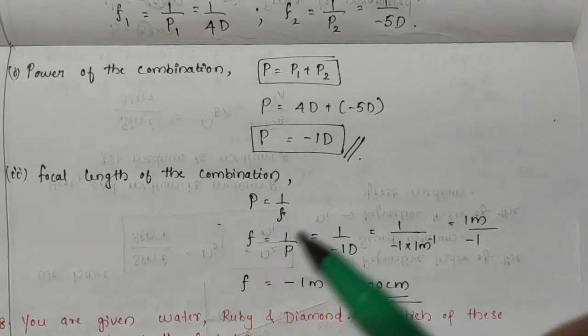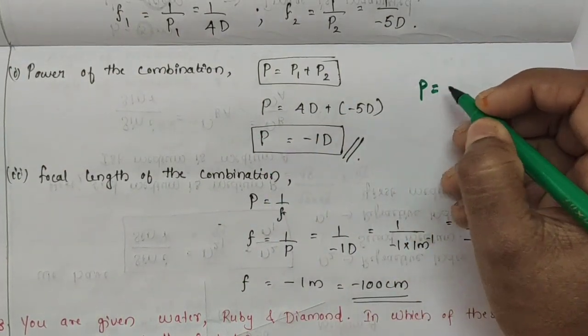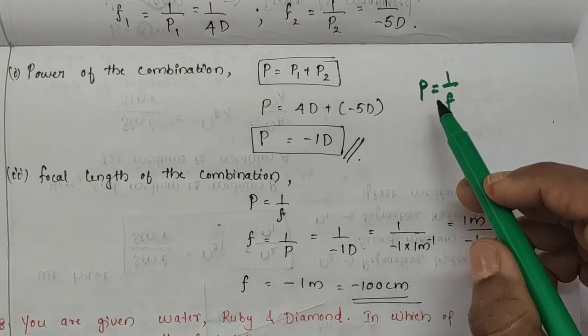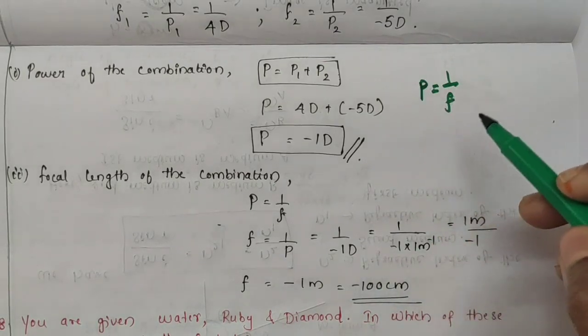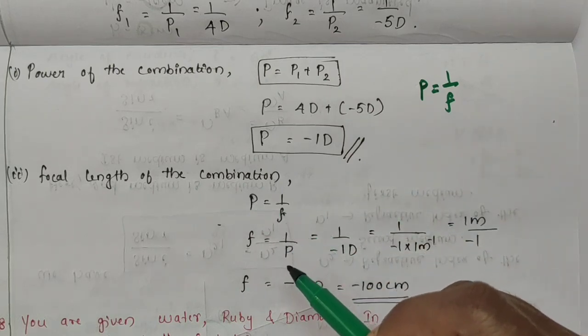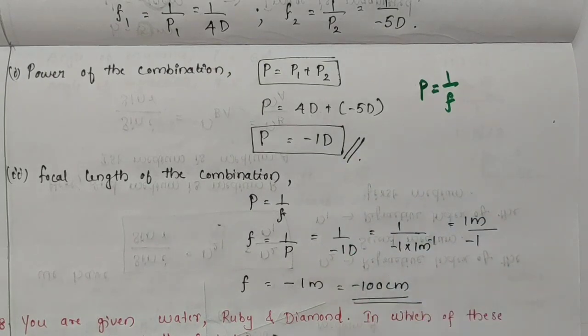Okay, now to get the focal length of combination, we have the power of the combination now. We can make use of this formula. Power is equal to 1 by focal length. So if P represents the power of the combination, then F gives us the focal length of the combination. So we can write F is equal to 1 by P, which is equal to 1 by -1 diopter here.